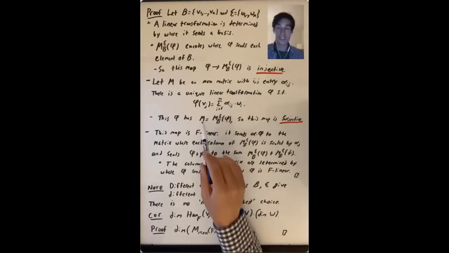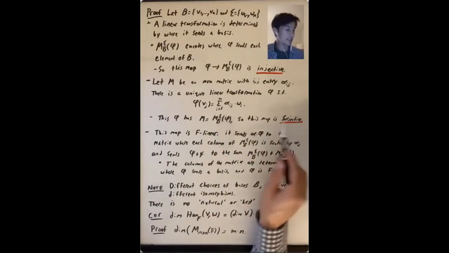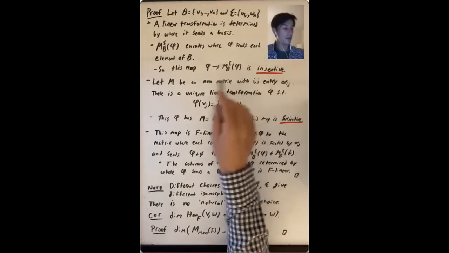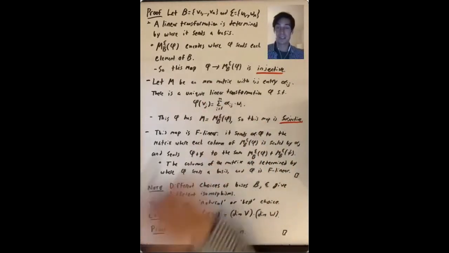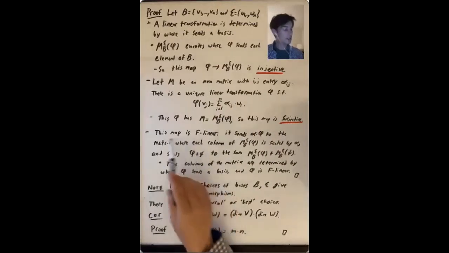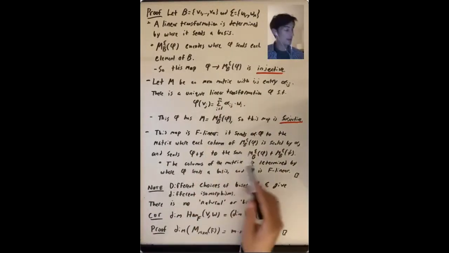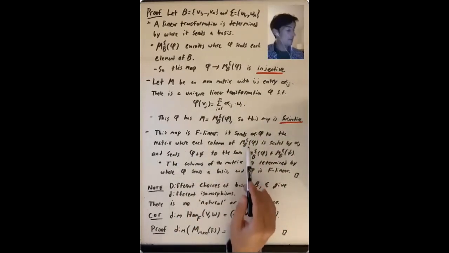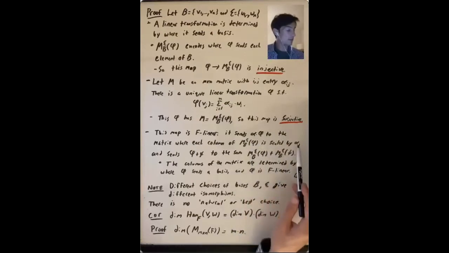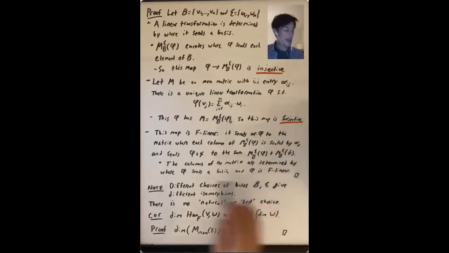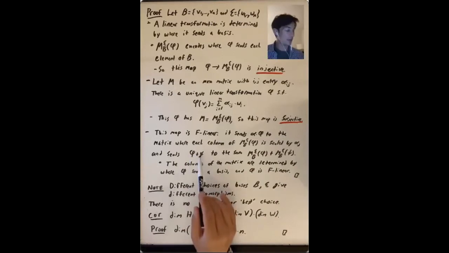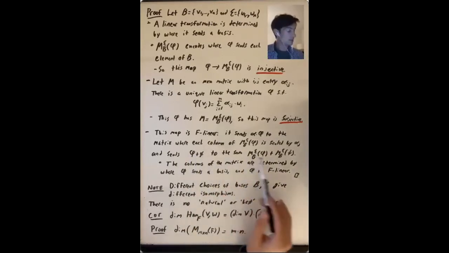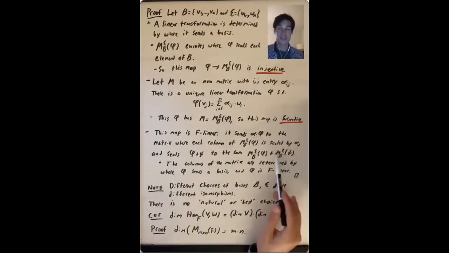So this map is surjective because we started with a matrix and we wrote down a linear transformation that maps to it. This map is also F-linear. Why? Well, it sends alpha times phi to the matrix where each column of M_B^E(phi) is scaled by alpha. And it sends the sum of two linear transformations to the sum of the corresponding matrices.